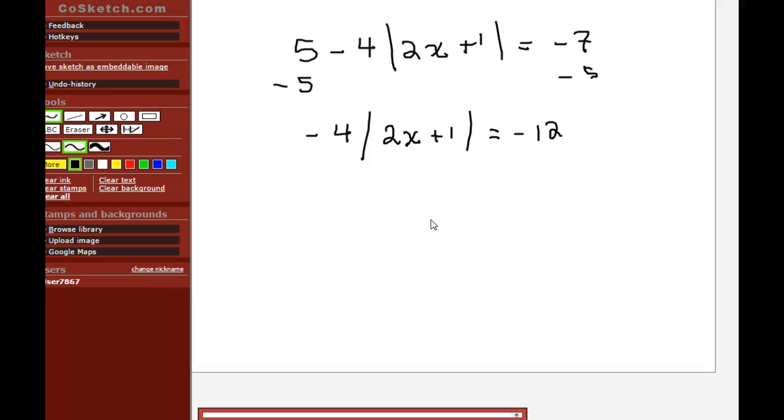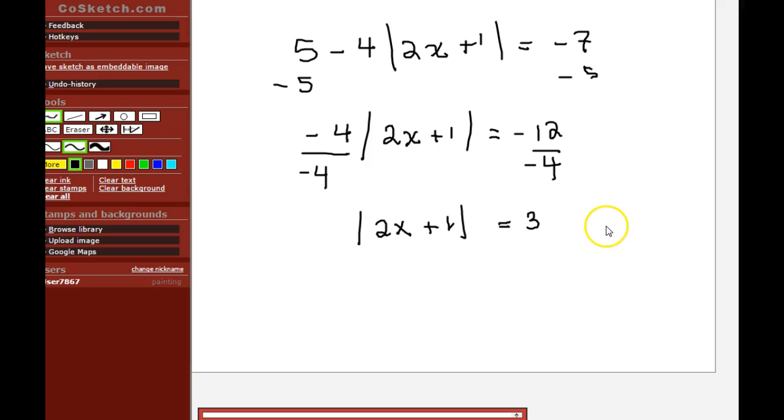Now, a lot of students get absolute value, those lines that go straight up and down, mixed up with parentheses, and they distribute the negative 4. That's bad. Don't do that. So you're going to divide both sides by negative 4 at this point because we're isolating the absolute value. So the absolute value of 2x plus 1 is equal to positive 3.